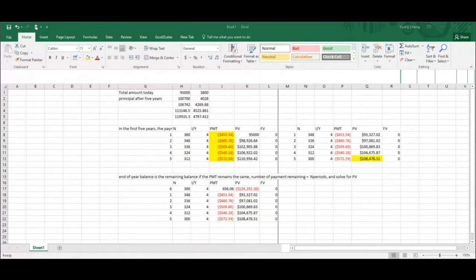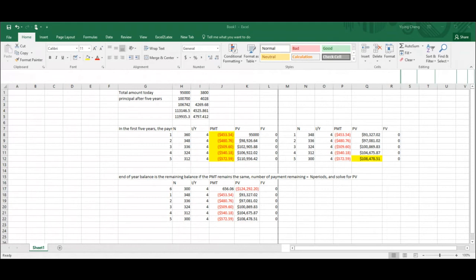I'm trying to record the process of solving question number 3 about the price level adjusted mortgage. I think this problem is not a straightforward problem, so we should really work it through.